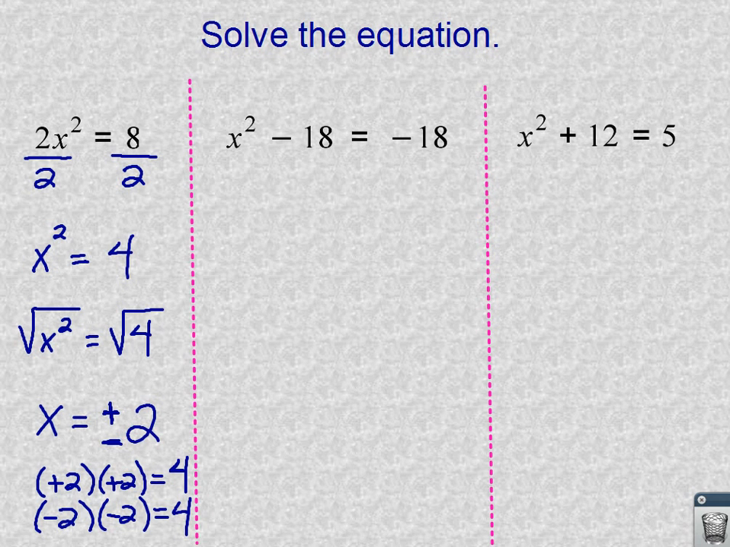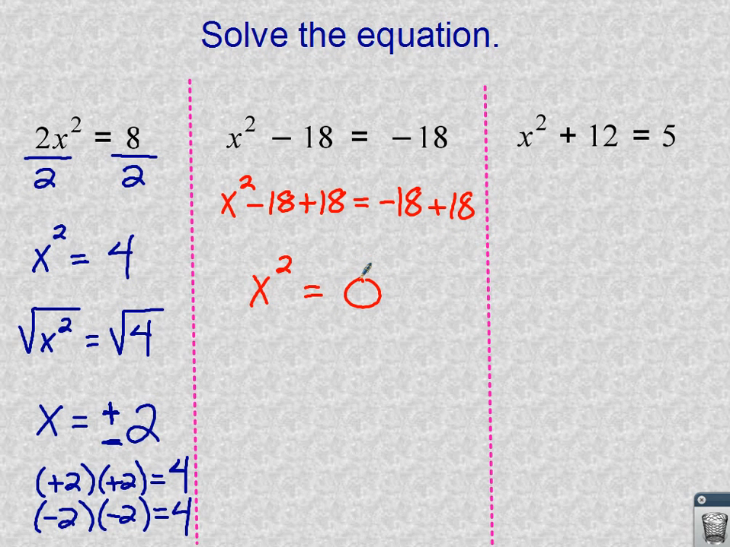Let's solve for x squared, ultimately solving for x. All right, to undo a negative 18, we're going to add 18 to both sides. So x squared minus 18, add 18, and whatever you do to one side, you do the same thing to the other. So x squared is equal to negative 18 plus 18, which is 0. Well, we know that x is going to have to be 0.